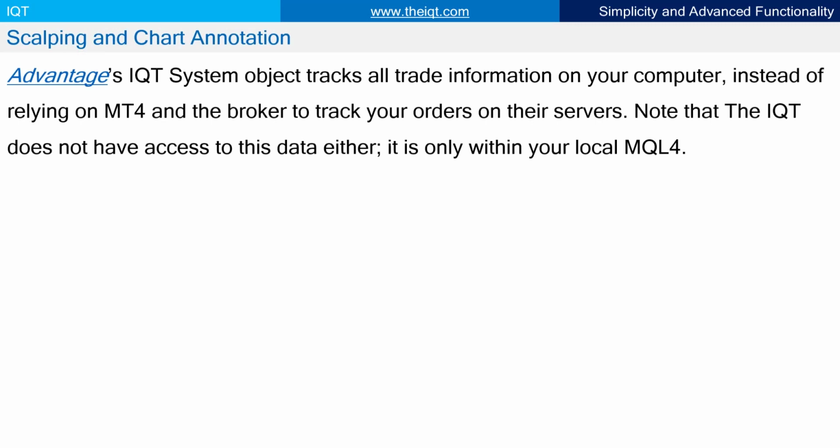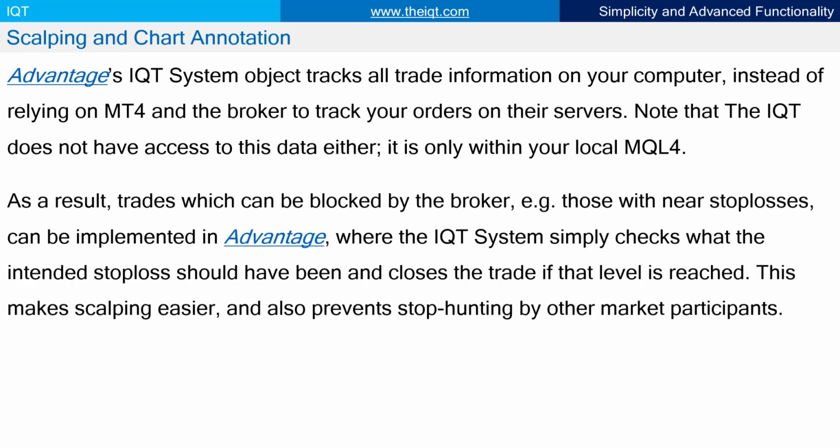Advantage's IQT system object tracks all trade information on your computer, instead of relying on MT4 and the broker to track your orders on their servers. Note that the IQT does not have access to this data either, it is only within your local MQL4. As a result, trades which can be blocked by the broker, e.g. those with near stop-losses, can be implemented in Advantage, where the IQT system simply checks what the intended stop-loss should have been and closes the trade if that level is reached. This makes scalping easier, and also prevents stop hunting by other market participants.